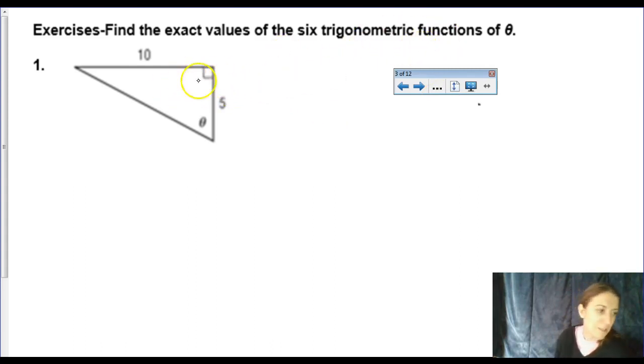So number 1 is not done for us. Let's go ahead and do this. So we have a triangle. Here's our point of reference for theta. And they gave me the opposite and adjacent leg again. So let's do a little Pythagorean theorem to find the hypotenuse.